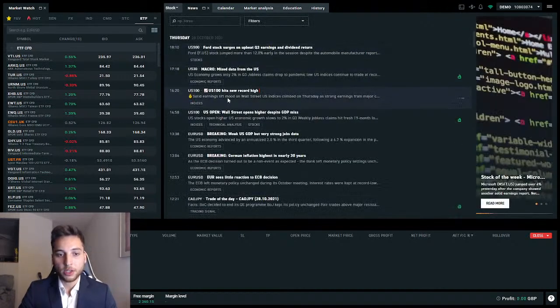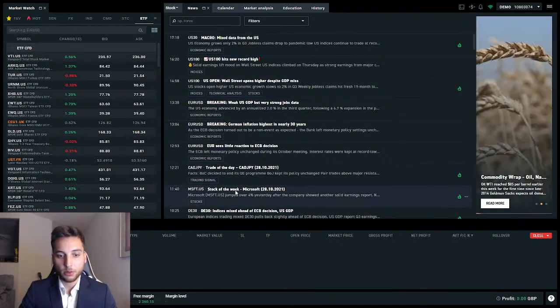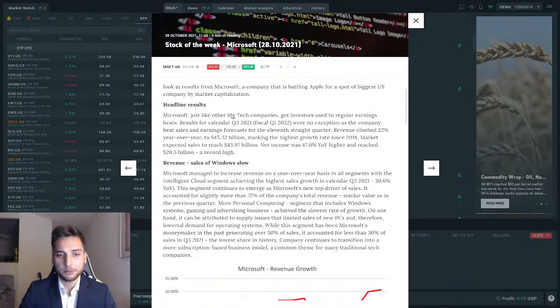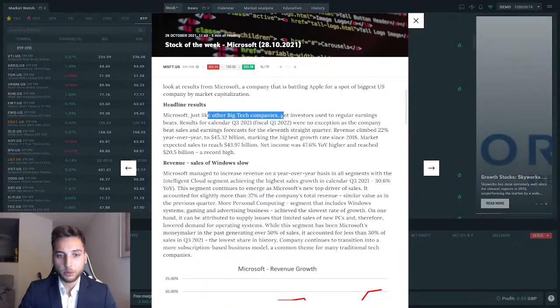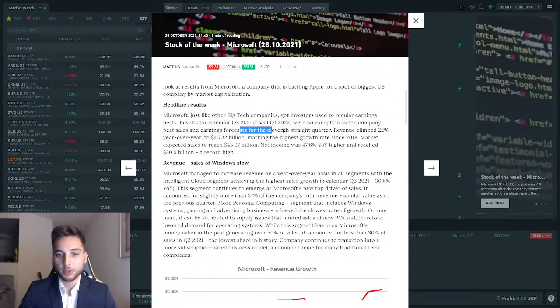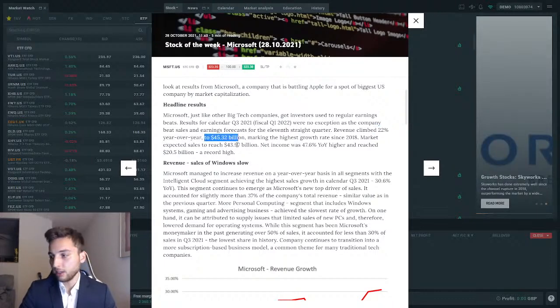So we also have a new report here, if you're interested, on our stock of the week, Microsoft, with an outline of their results from this week. What we saw was results for the calendar quarter were no exception. This company beat sales and earnings forecasts for the 11th straight quarter. Revenue climbed 22% year on year. Although, as I mentioned, it's important to notice that last year it was Q3 of 2020, so the pandemic, to 45 billion and 32.